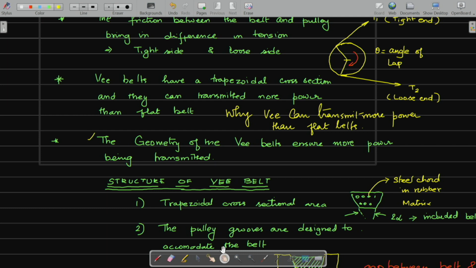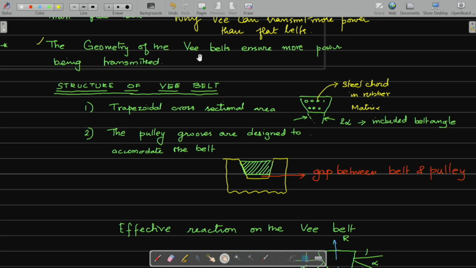A flat belt, as I said, is made out of canvas and it's flat, rectangular in cross section, while a V belt has a trapezoidal cross section. In a rubber matrix you have steel cords which are used for transmitting power. This is the construction. The included angle for the trapezoid we'll call 2 alpha, and the belt sits like this in the pulley as shown in the figure. There is a small gap between the belt and pulley. The contact is on the sides, so you will have friction on both these sides. It is subjected to frictional force, and this frictional force brings in the power transmission.